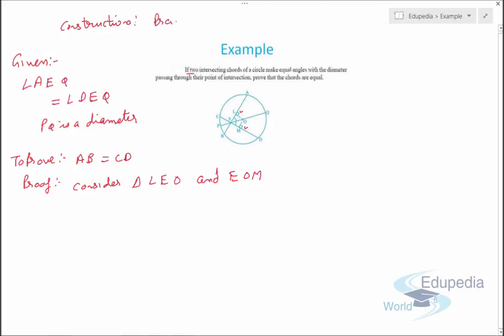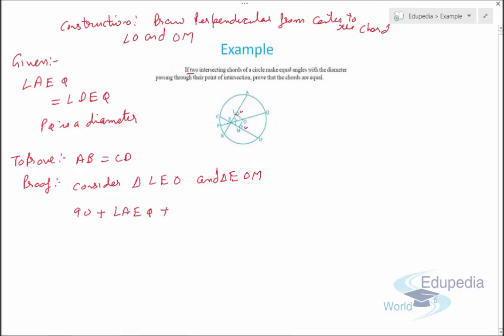So the construction is: draw perpendiculars from the center to the chord. Right, so let's say we have drawn LO and OM. Now again we consider triangle LEO and triangle EOM. If we consider triangle LEO, the angle sum property says that 90, which is given, plus angle AEQ, this angle, plus angle LOE equals 180 degrees.